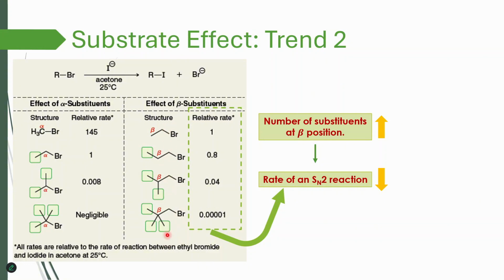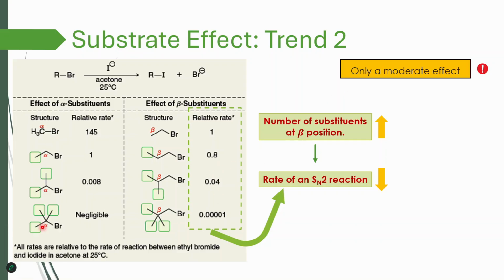So they are all primary, but here we are actually interested in the number of gamma substituents, the number of substituents that are attached to beta. So they are increasing and the rate decreases, but as you can see, the decrease in rate is not as significant as the decrease observed in trend number one. So this is only a moderate effect, not as sensitive, not as significant as increasing the number of substituents at the alpha position, but still it affects. And we can explain both of these trends by exploring the structure of the transition state.